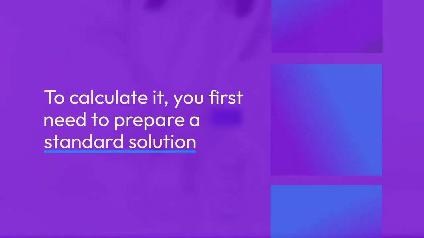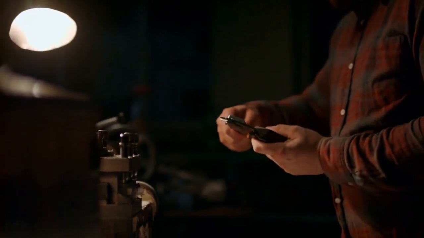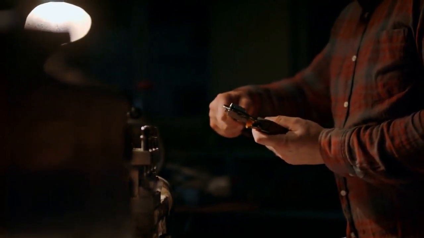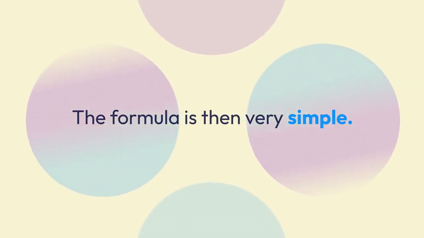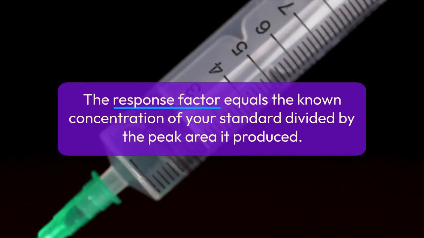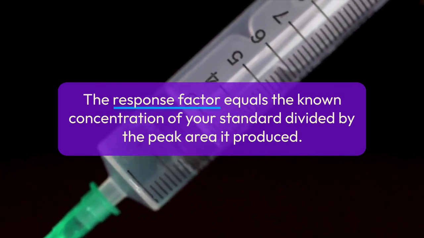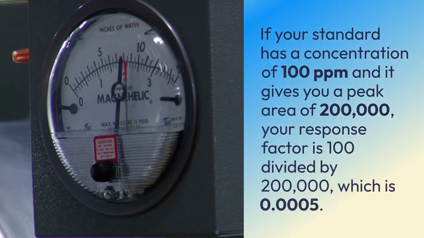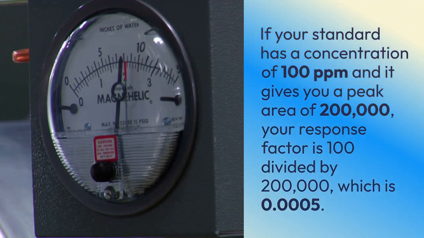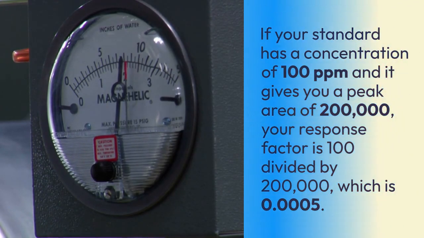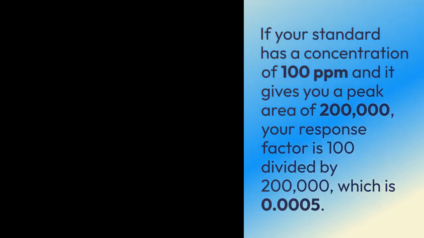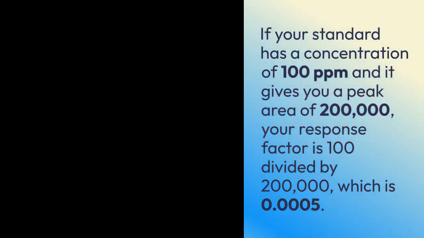To calculate it, you first need to prepare a standard solution. This is a sample you make with a precisely known concentration of the compound you want to measure, which we call the analyte. You inject this standard into the GC and record the resulting peak area from the chromatogram. The formula is then very simple. The response factor equals the known concentration of your standard divided by the peak area it produced. For instance, if your standard has a concentration of 100 parts per million and it gives you a peak area of 200,000, your response factor is 100 divided by 200,000, which is 0.0005.